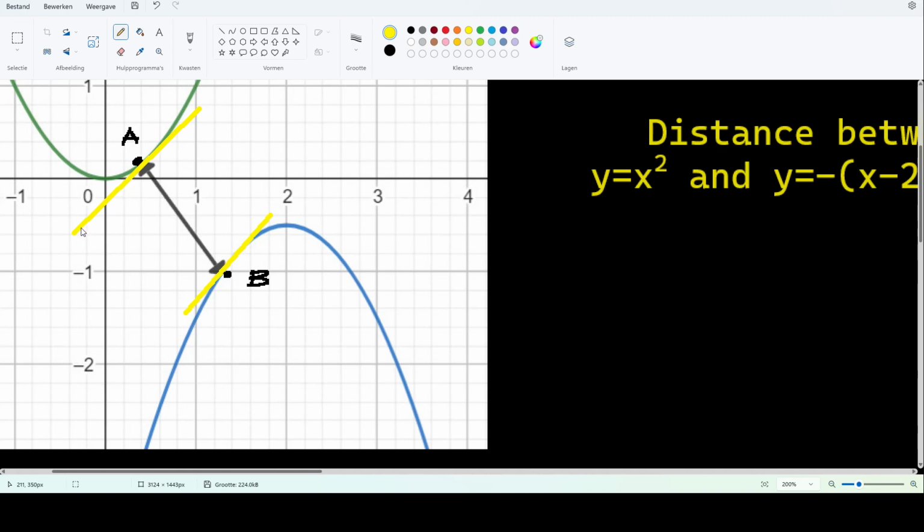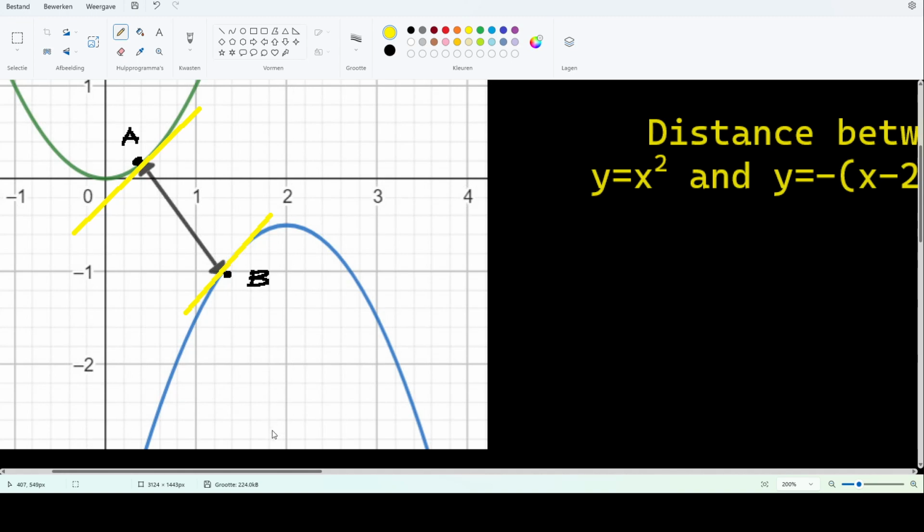Now you could use this by saying that the tangent line here has to be 90 degrees to this tangent line, so the product of these slopes has to be -1. That's something you could use, but there's something way more simple here. Because this yellow line is perpendicular to the line AB, and this yellow line is too, it actually means that this yellow line here is parallel to this yellow line. So this means that the slope of the green curve at A is the same as the slope of the blue curve at B.